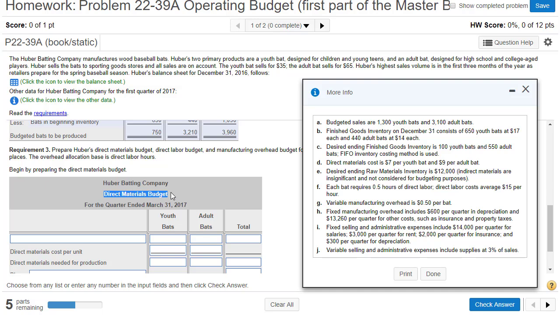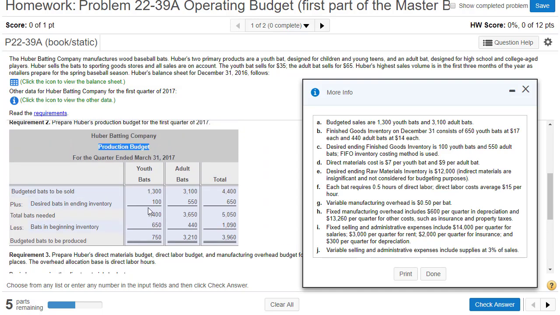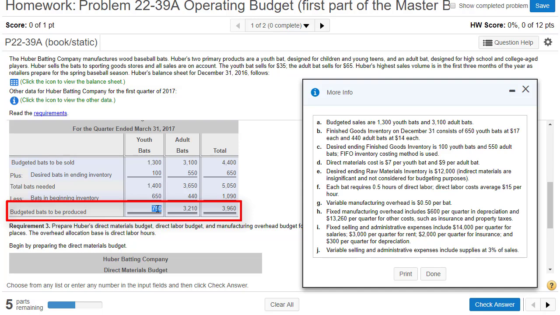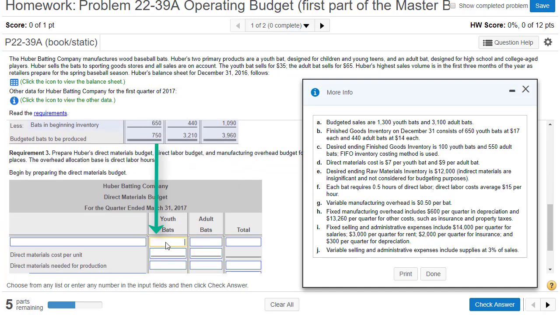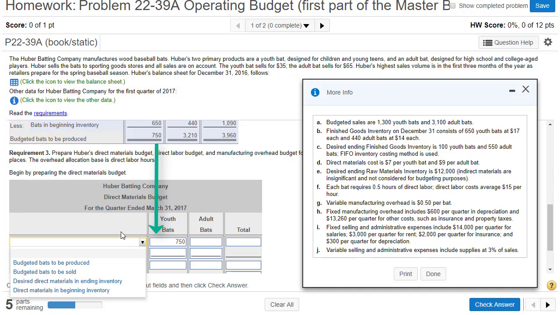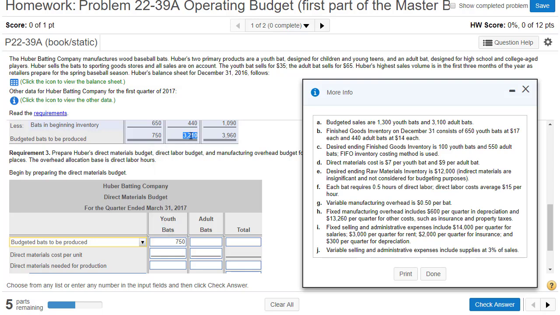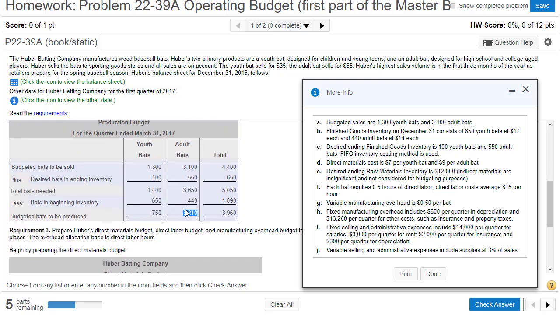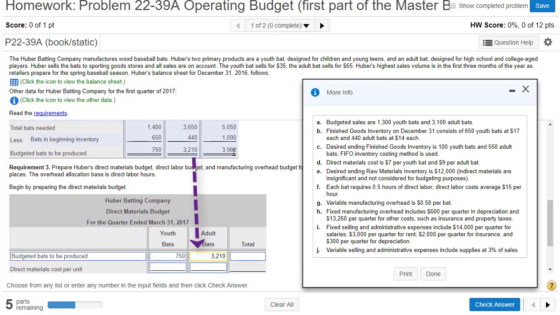So the first thing we need for our direct materials budget is the number of bats we need to produce. And we get that from our production budget. So the number of youth bats that we need to make is 750. Budgeted bats to be produced. And here are our adult bats, 3,210, which gives us a total of 3,960.